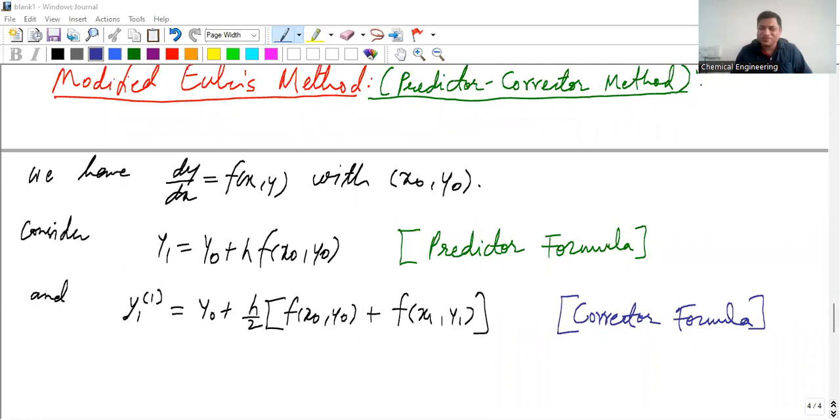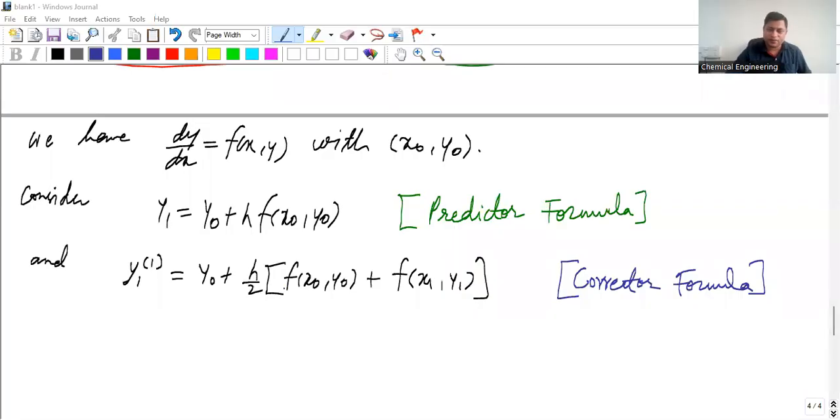Is there any other doubt? Yes sir, this one. What is that y1 raised to (1)? That means it is the first correction. Sir, how many corrections are we going to make? We are going to make the corrections till we get the accurate value.